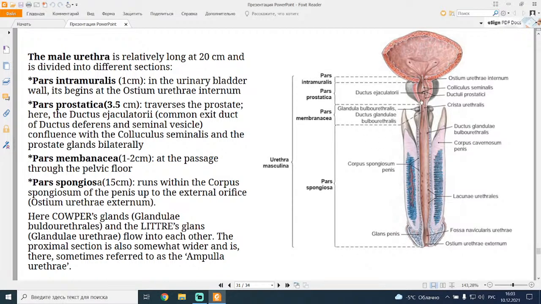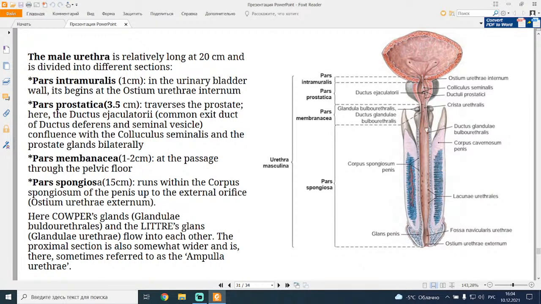Pars prostatica traverses the prostate. Here the ductus ejaculatorius, the common exit duct of the ductus deferens and seminal vesicle, opens at the colliculus seminalis, together with the prostate gland bilaterally. Pars membranacea is at the passage through the pelvic floor.